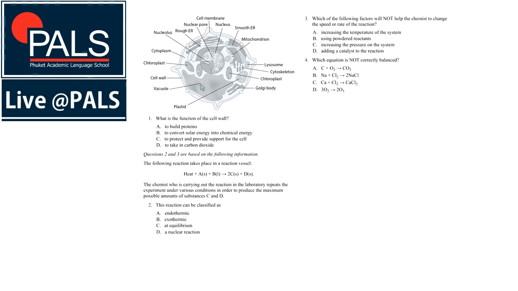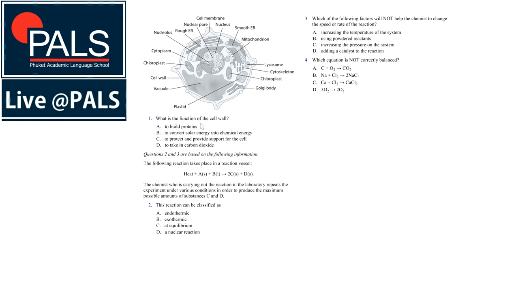So we have a very detailed illustration of a cell here, and the question is, what is the function of the cell wall? So we get a lot of information here. You can see the cell wall is right here, and this is a question that asks us for some factual knowledge that we need to know. We need to know some basics about cells, and one of these basics is knowing about cell walls. So the possible answers are to build proteins, to convert solar energy into chemical energy, to protect and provide support for the cell, or to take in carbon dioxide.